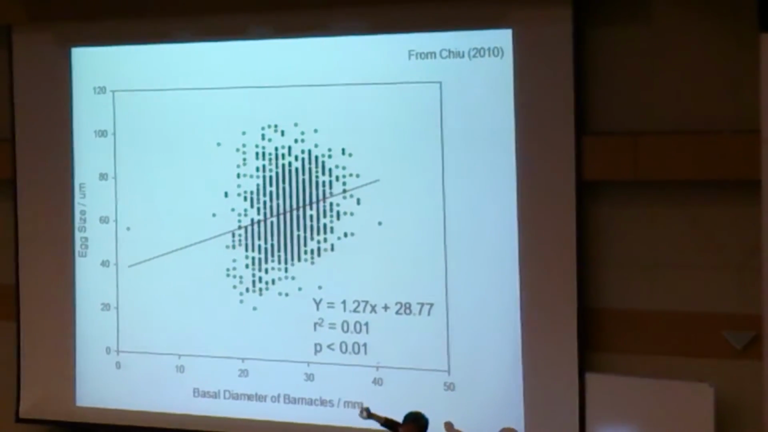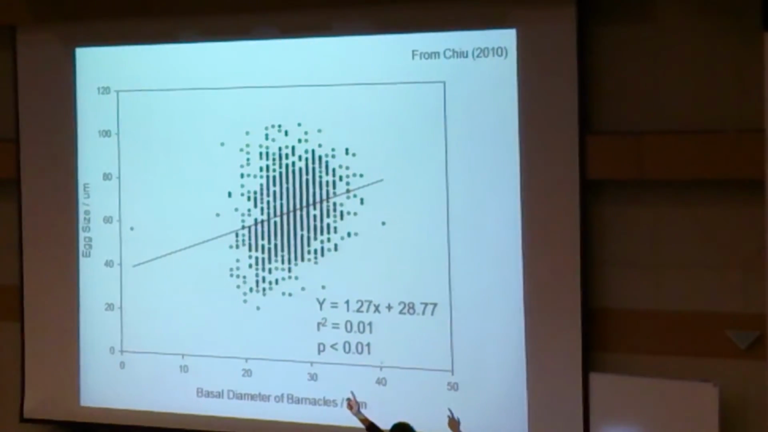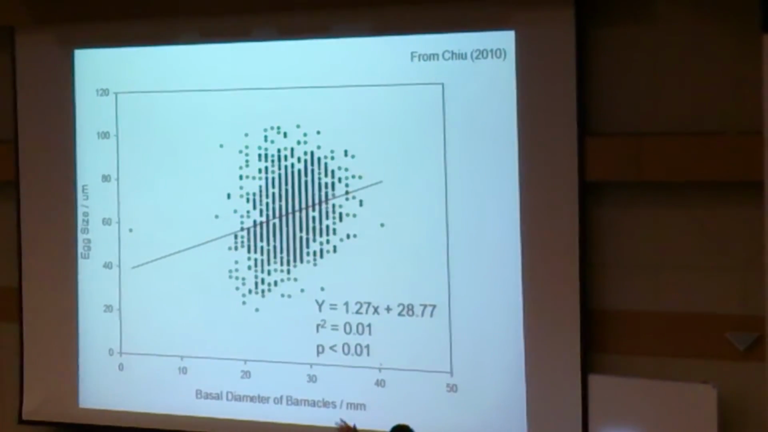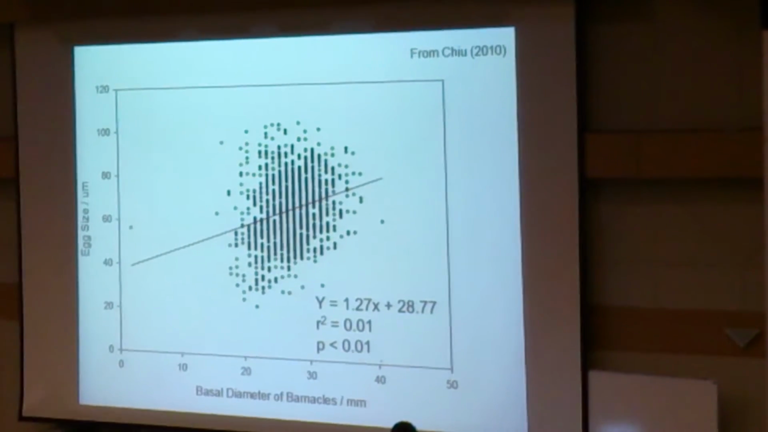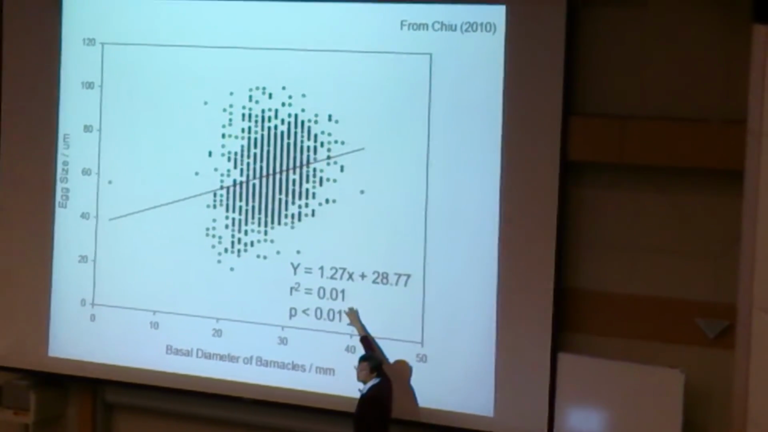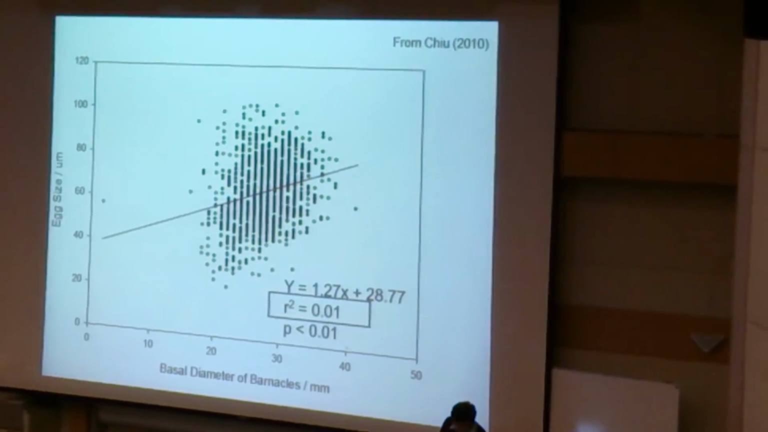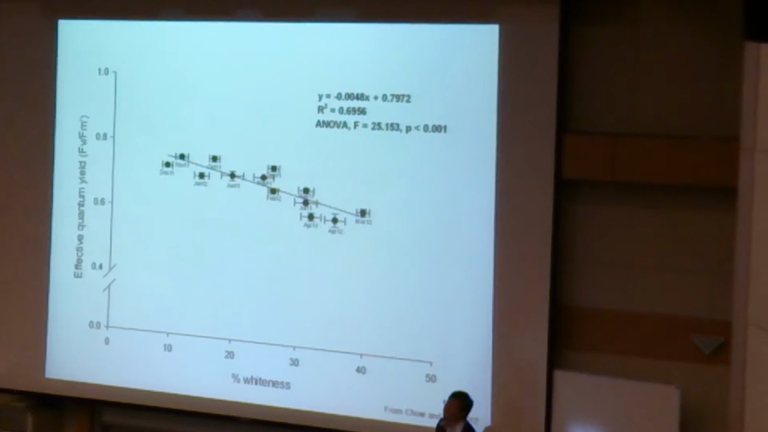So again, this means that this line is meaningless because it cannot explain much of the information in the data. So these two have to be at a reasonable level, like in here.